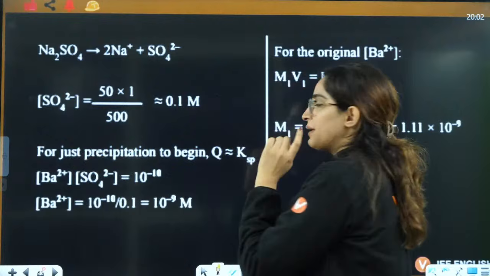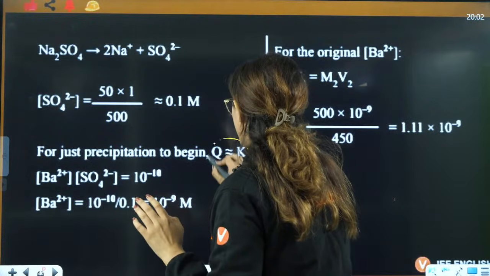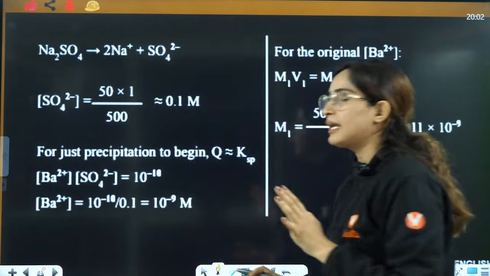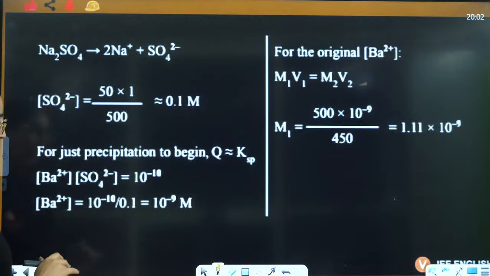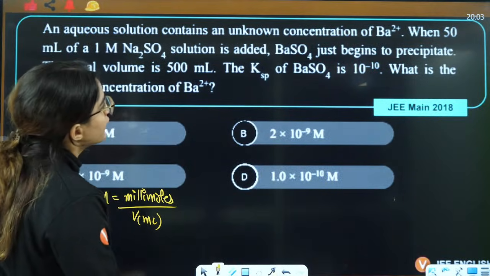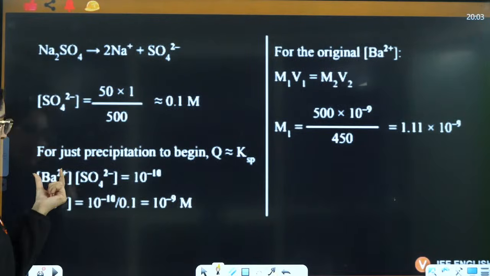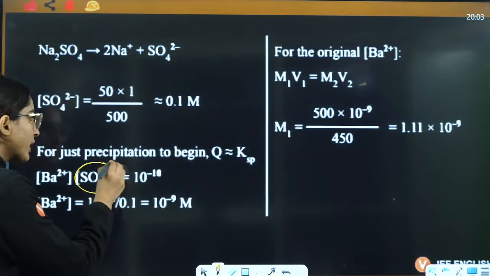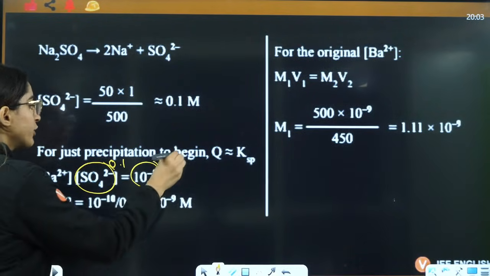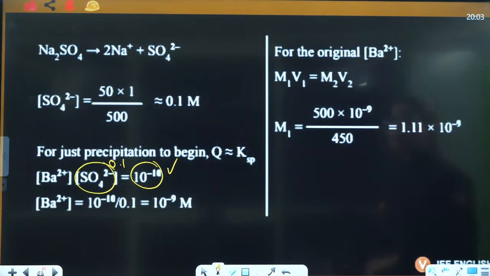For precipitation to just begin, we know that Ksp and Qsp can be approximately equal to each other. So we can say Ba2 positive and SO4 2 negative, right? Ksp is given to be 10 raised to power minus 10. So Ba2 positive times SO4 2 negative, this is 0.1. From there, you can calculate the concentration of Ba2 positive, right?